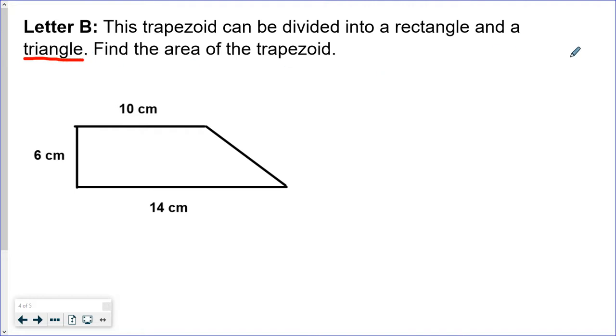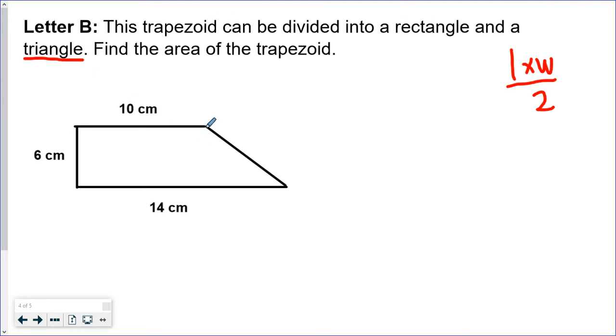Very important triangle. In case you forgot, length times width, but then you've got to divide that by 2. That's the formula to find the area of a triangle. If you forgot, make sure you divide that number by 2 first. So we're going to divide this into a rectangle and a triangle.